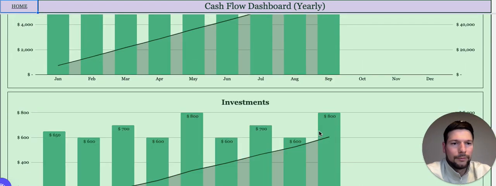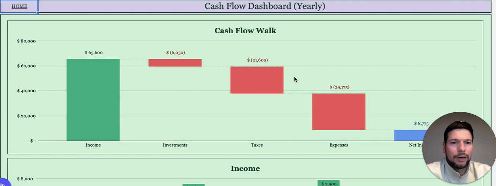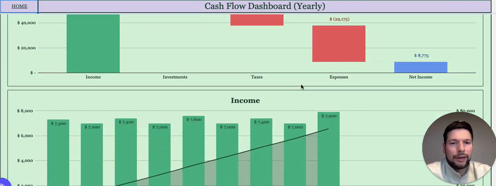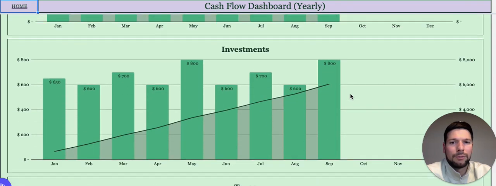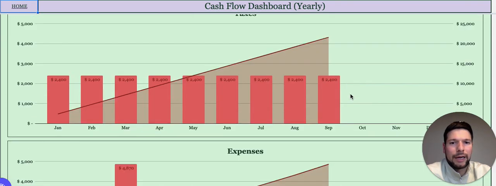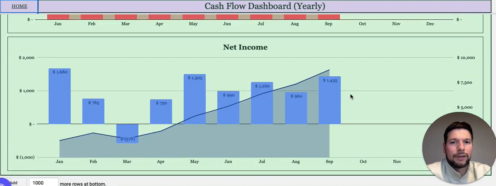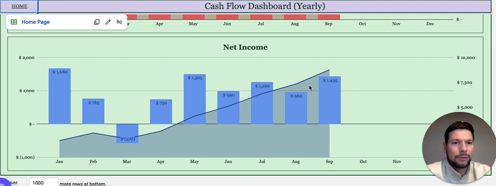And this one here will show that same cash flow walk that we just saw on the snapshot page. So nothing new there. But you will have these individual charts now breaking out your monthly income, and then you'll also have your running total income. So, for example, you made $7,900 in September, and for the year up through September, you've made, call it about $65,000. And you'll be able to see that for each one of these throughout the year: your investments, your taxes, your expenses, and then also your net income throughout the year. So this is really a way to dig into that cash flow dashboard.